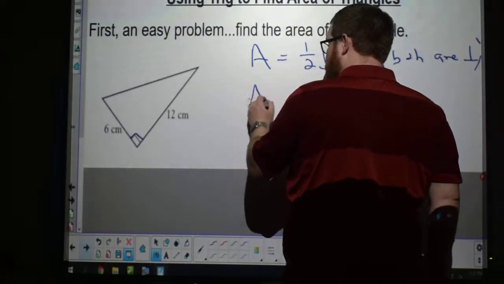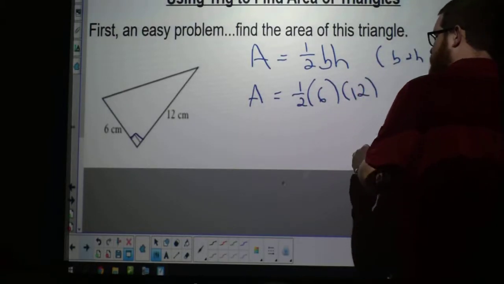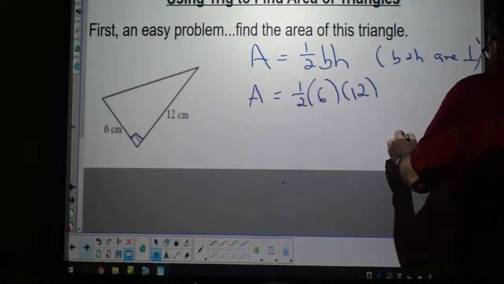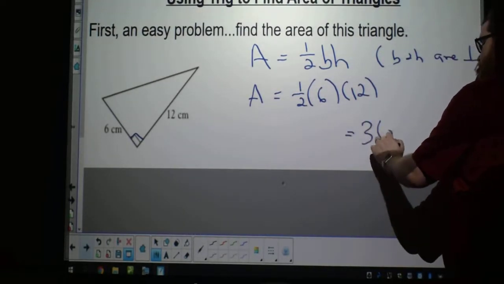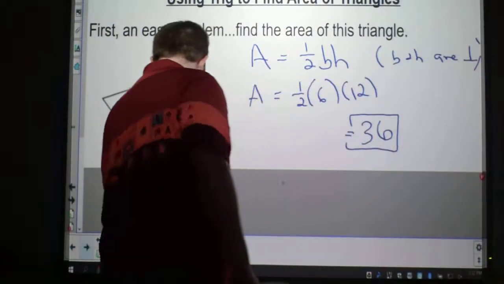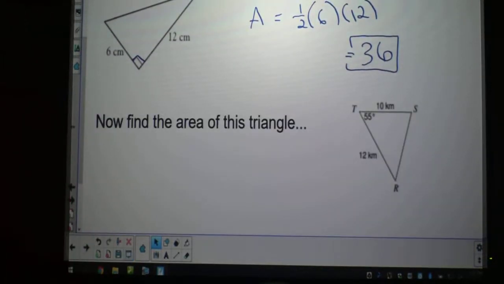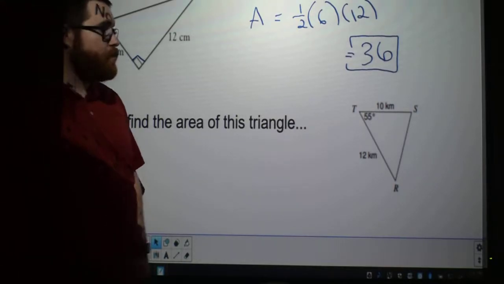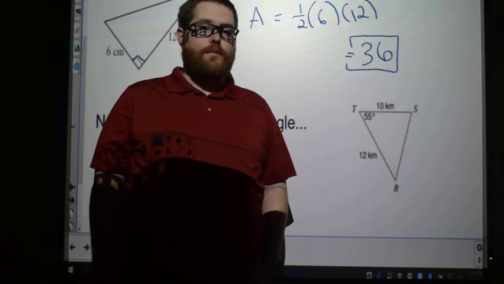So I could say for this triangle, it's 6 and 12, which would be 6 times 12 is 72. Half of that would be 36. So that's not a hard problem. But what makes that problem easy? Well, it's a right triangle. What if I want to do a triangle like this? This one doesn't have any right angles in it. Because of that, I need different formulas.